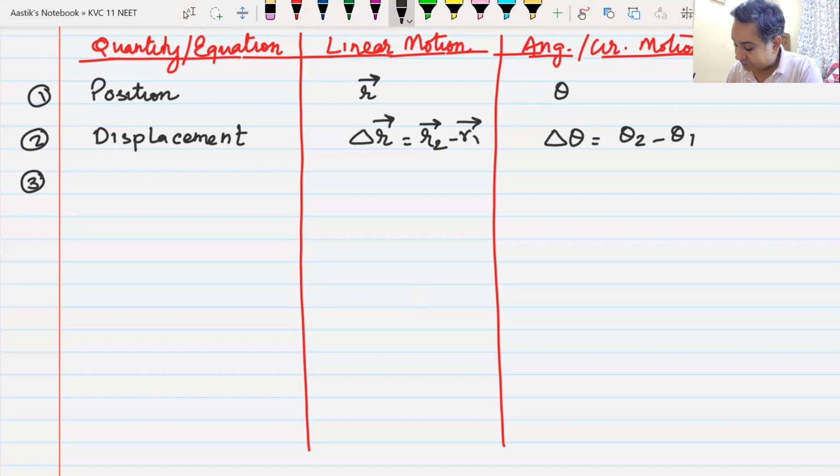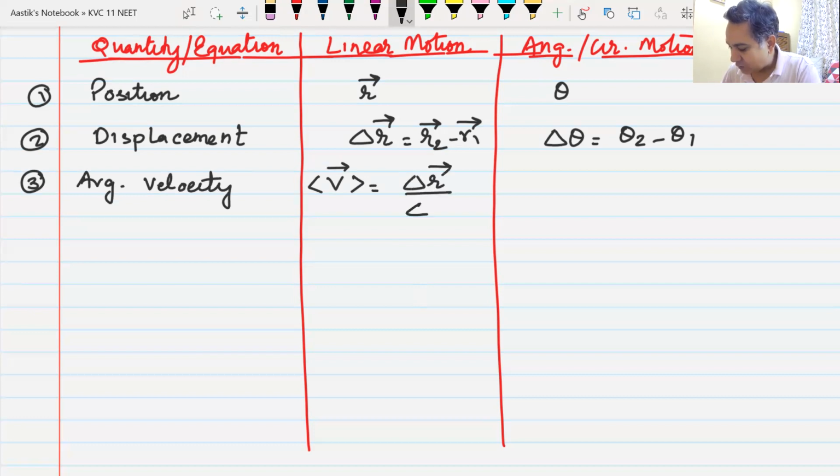Then we had average velocity. This average velocity was total displacement divided by total time. Here it is average angular velocity. It is total angular displacement divided by total time. Everyone understands what we are writing? I hope everyone is writing this as well. You need to write it so that everything is there in one place.